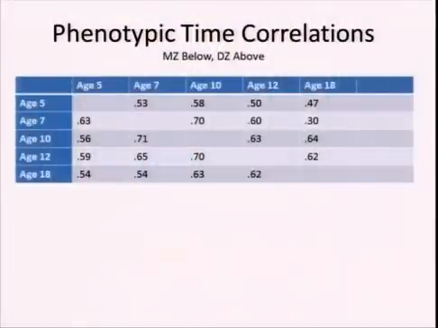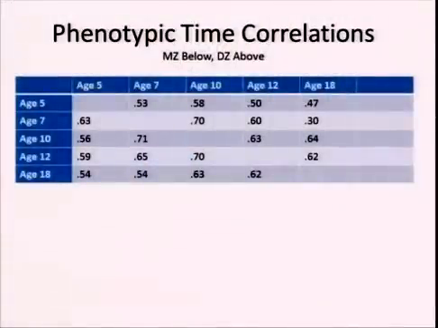These are simply the phenotypic time correlations, MZ twins below the diagonal and DZ twins above the diagonal across time. I can't read my own damn slides these days without my glasses, which are all tangled up with the mic, so they're almost big enough. If I turn this way, now I can see them.